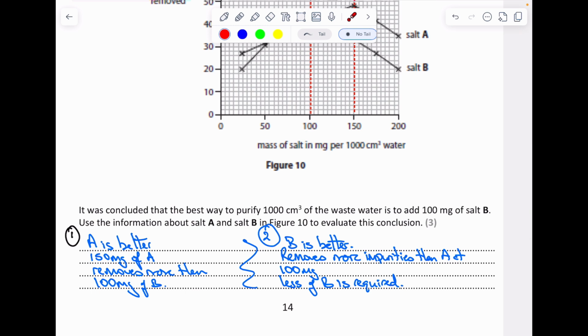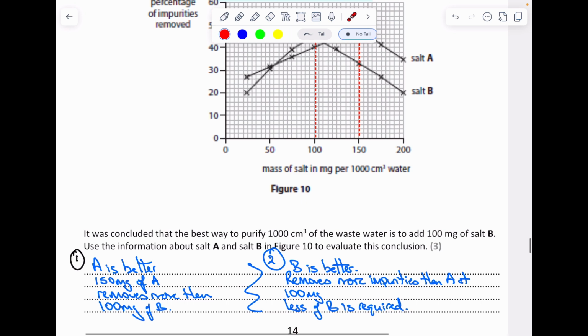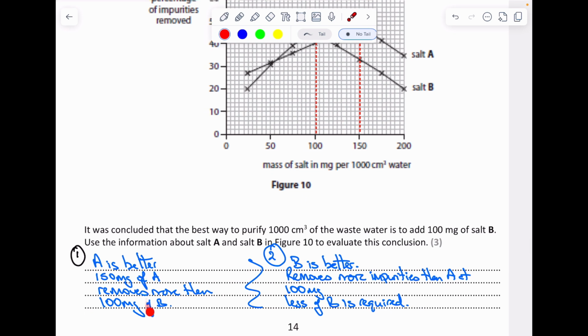Answer 1, I'm actually arguing that A is better because if we look at A, if we get to 150 milligrams, we're actually removing more impurity than B is removing here. So 150 milligrams of A removes more impurity, and therefore A is a better salt to use. That's what we've got here.